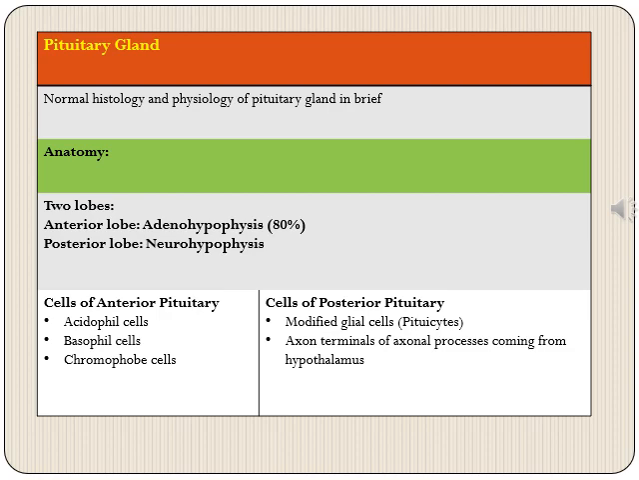Anterior pituitary has three predominant cell types, based on the various cytoplasmic staining characteristics of these cells. So there are acidophil cells which have pink cytoplasmic granules, basophil cells which have blue cytoplasmic granules, and then chromophobe cells which have little affinity for histologic stains. Then finally we have posterior pituitary. Here we have modified glial cells, and there are axon terminals of axon processes which are coming from the hypothalamus.